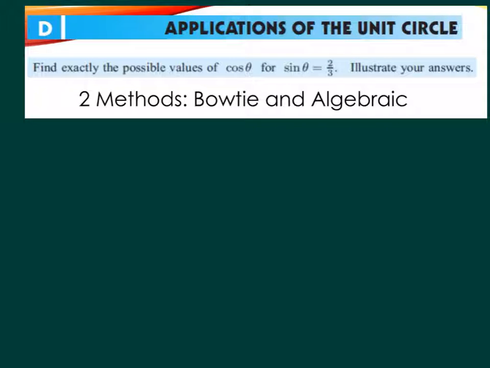Okay, so for section D, we're looking at applications of the unit circle, and we have 4 problems to do. Here's the first. And we're going to show you 2 methods how to solve a problem like this, the bow tie method and the algebraic method.